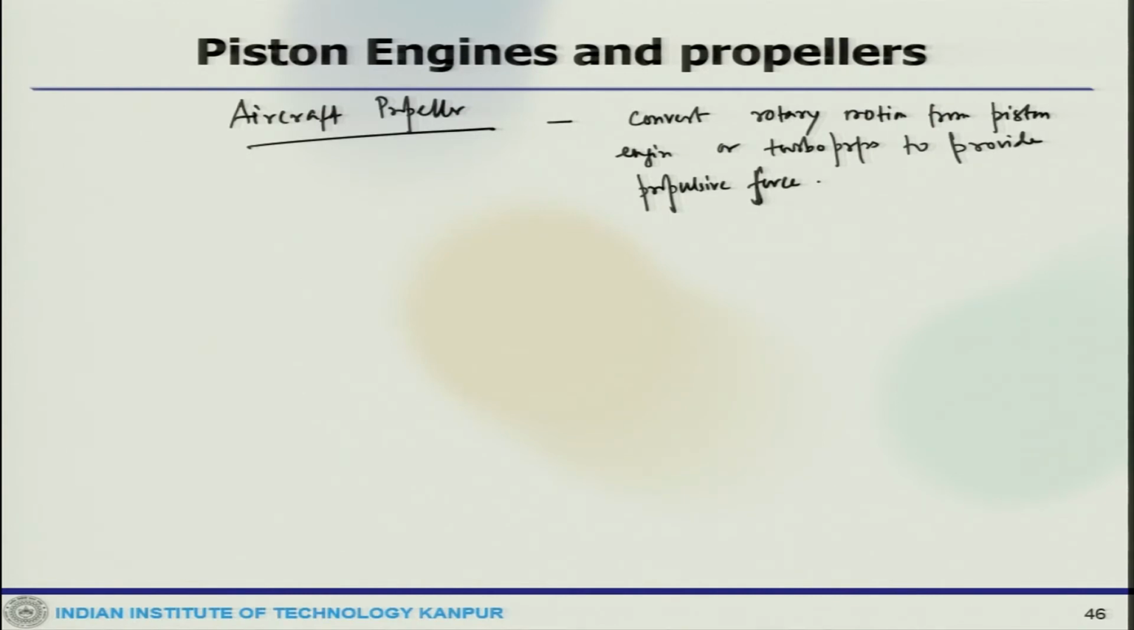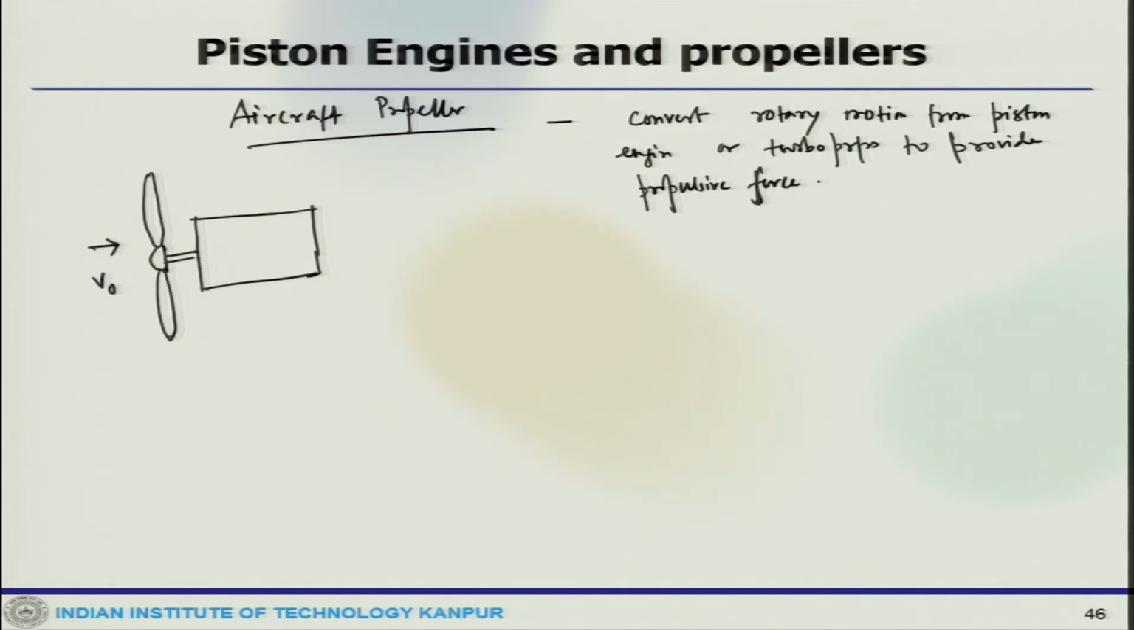Typically, one can think of the propeller as an impeller kind of thing, and here it could be connected like that. This is a typical diagram of a propeller, where this is the inlet velocity V naught. There are different kinds of propellers, this is just a schematic.